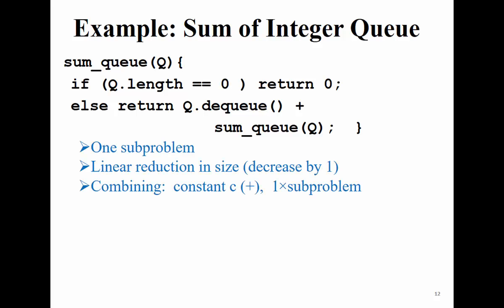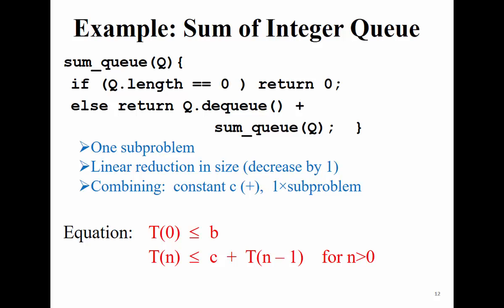So this Java code starts with dividing into one subproblem. As you can see, we don't have two subproblems because we just take the first element of the queue, then we call for the queue of size n minus 1. We decrease the size only by 1. Then we have some constant time to do the addition, and one constant time times the time to solve the subproblems.